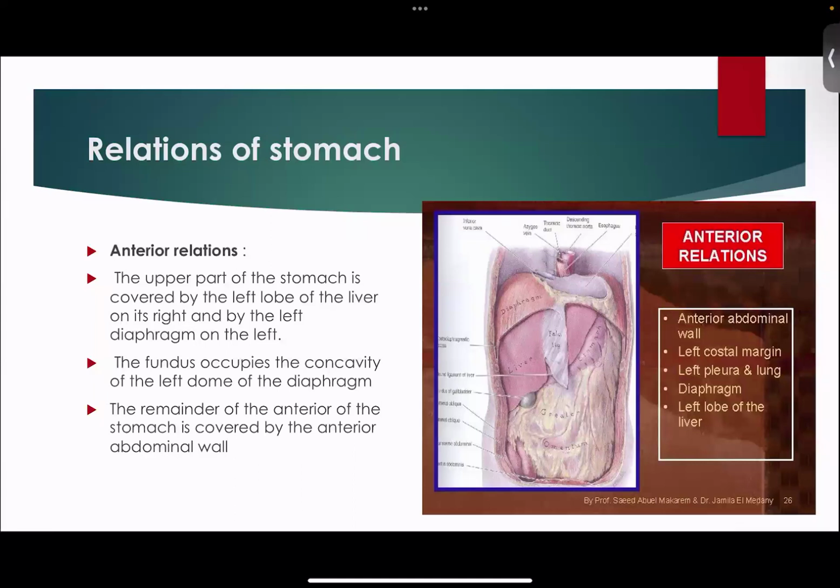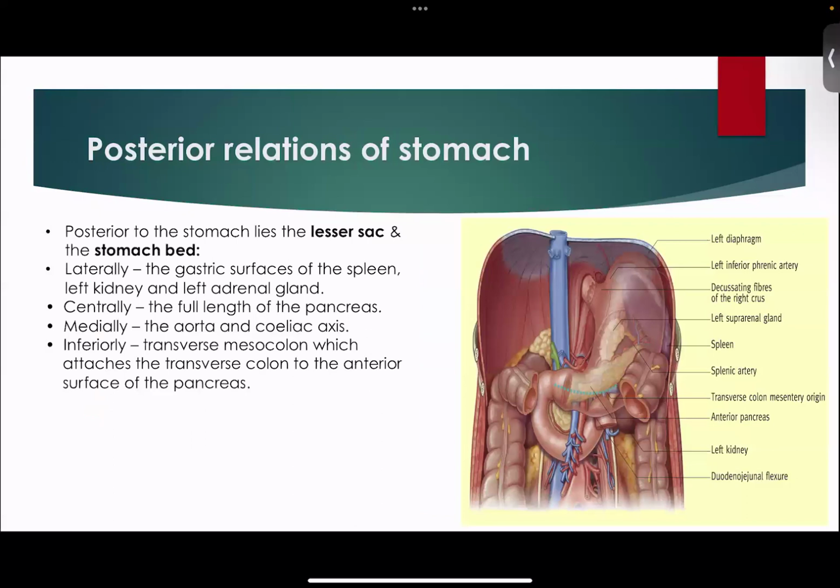The posterior relations of the stomach: we have the lesser sac and the stomach bed. The structures of the stomach bed: laterally we have the gastric surface of the spleen, left adrenal, and left kidney. Centrally we have the full length of the pancreas. And medially we have the aorta and celiac axis, and inferiorly the transverse mesocolon, which attaches, as we said, the transverse colon to the anterior surface of the pancreas.